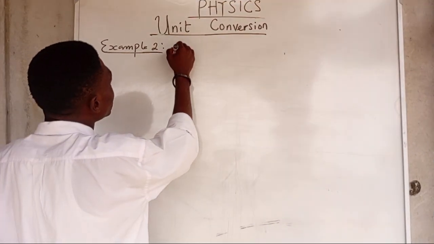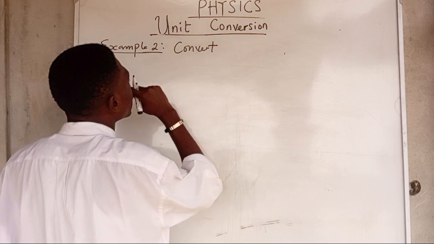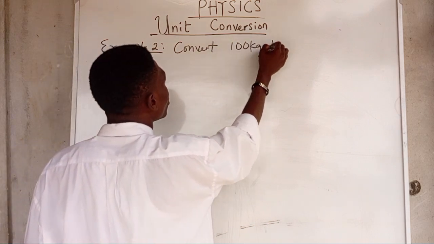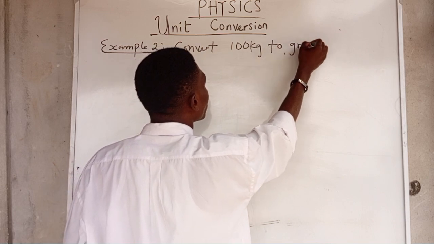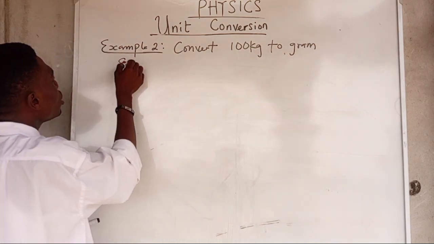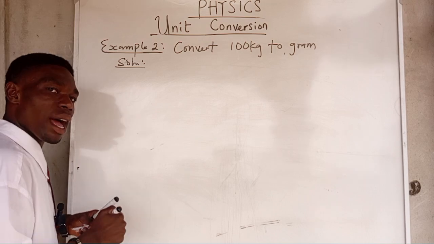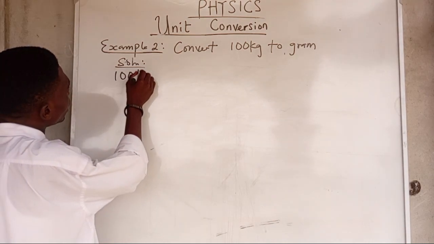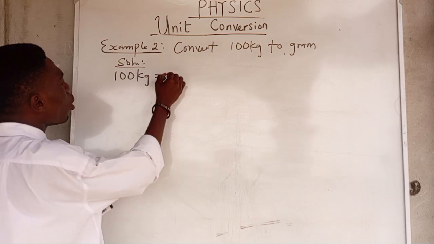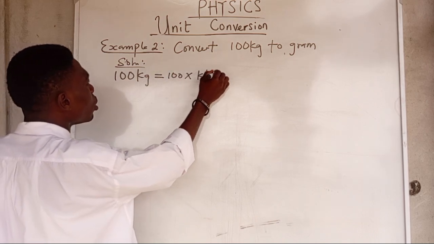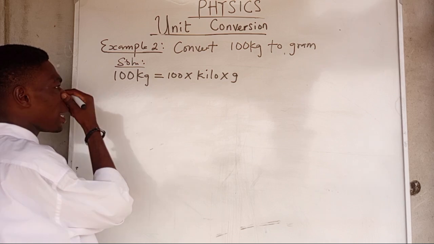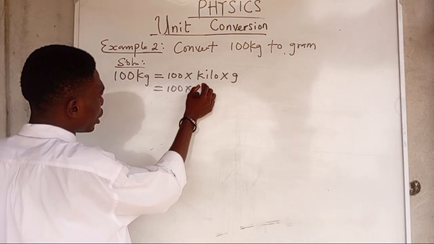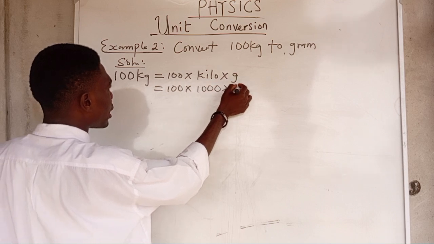Now we're going to look at converting 100 kilogram to gram. The only thing you need to do is remember the values of your unit prefixes. So we have 100 kilogram is equal to 100 times kilo times gram, G. Now, what is kilo? Kilo is 1000. So I just put it as 1000, then times G.